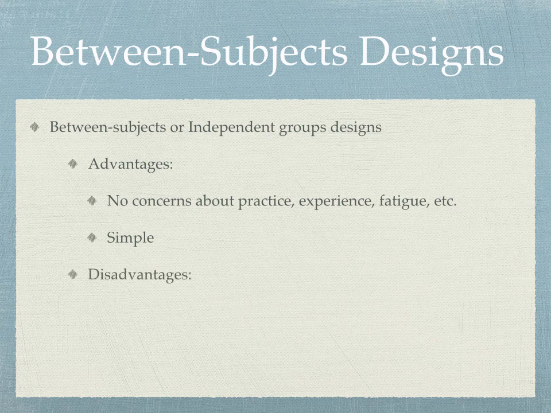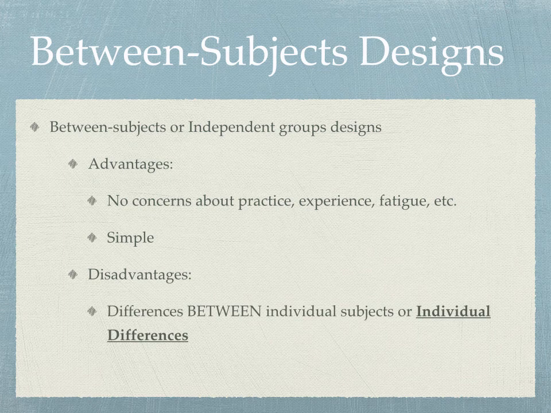The disadvantages to these, and our major disadvantage, the one that I want you to most remember when you're thinking about this, is the difference between the individual subjects, or those individual differences. We try to best control this through randomization and random assignment to our conditions. But that's the thing we always have to be most concerned about: were our groups different to begin with? Did our levels of the independent variable have no effect at all because they were different at the start? Again, we're using random assignment to really control for that.